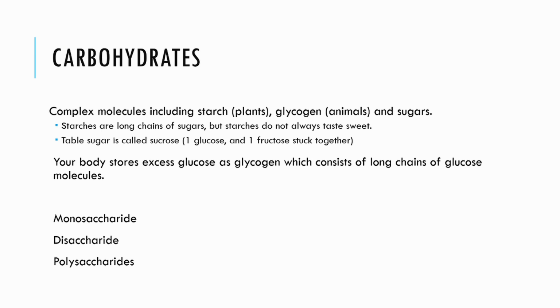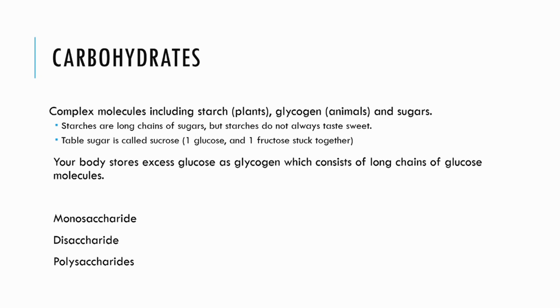Our next category is the carbohydrates. Carbohydrates can vary from very simple to very, very complex. Simple ones include things like sucrose or glucose, whereas complex carbohydrates include things like starch and glycogen.